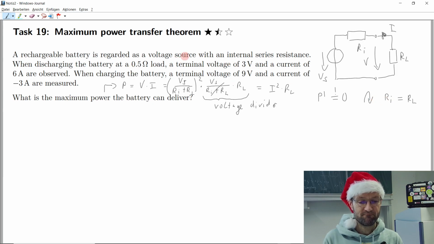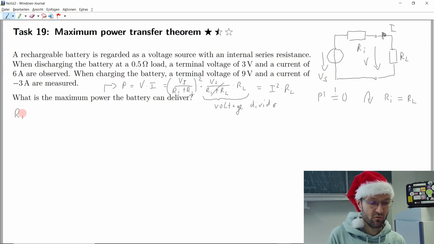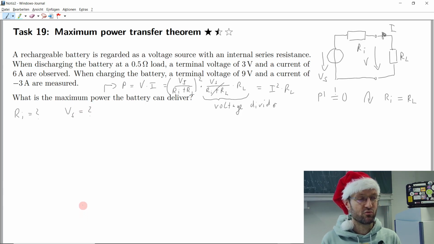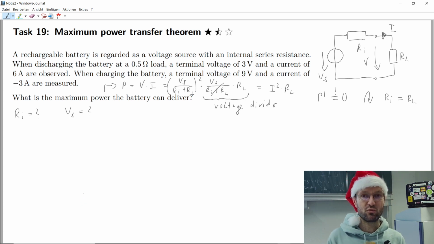So if we have this battery given, what do we need to know from our battery? The inner resistance and the source voltage. This is what we need to know. So what is the inner resistance? What is the source voltage? And how would you do this? How would you solve this? What would be probably some easy way to do it?